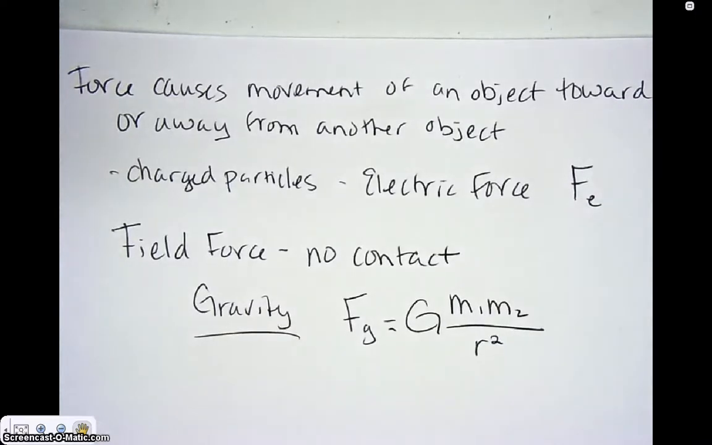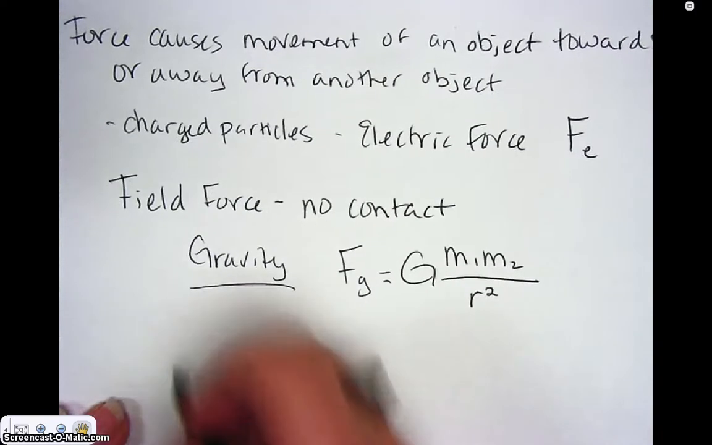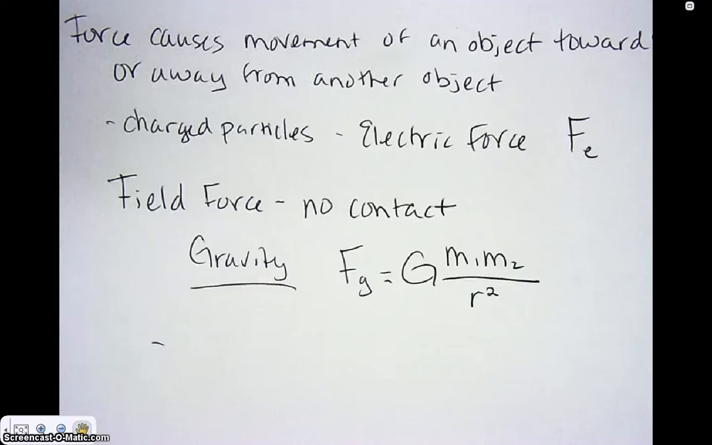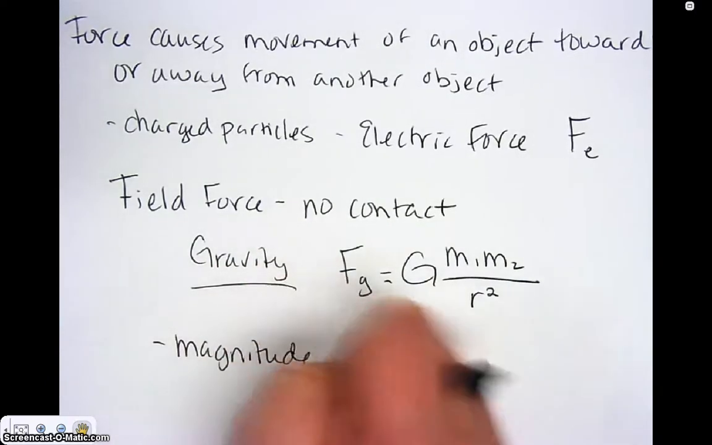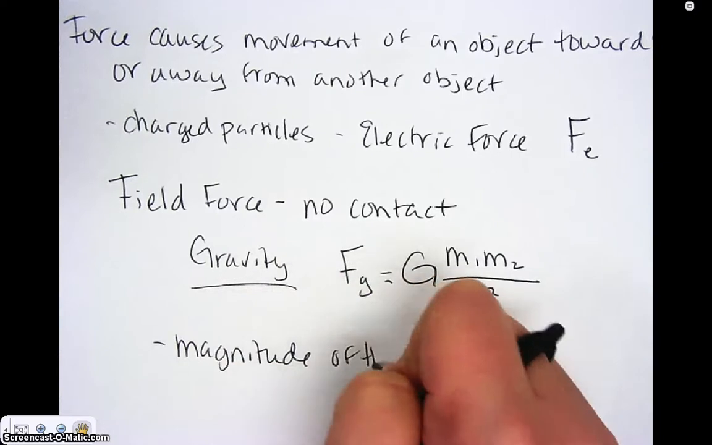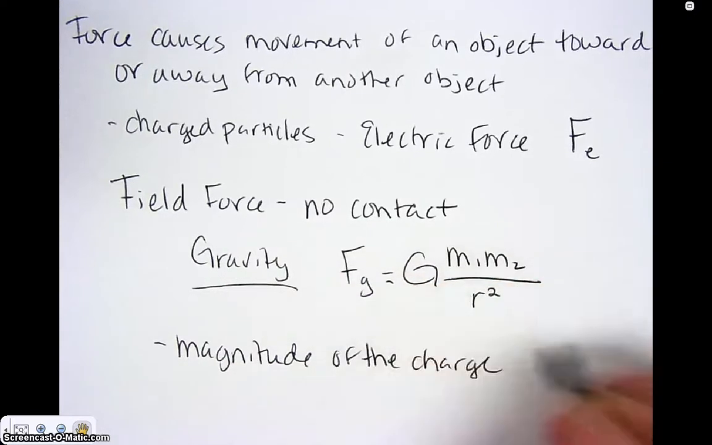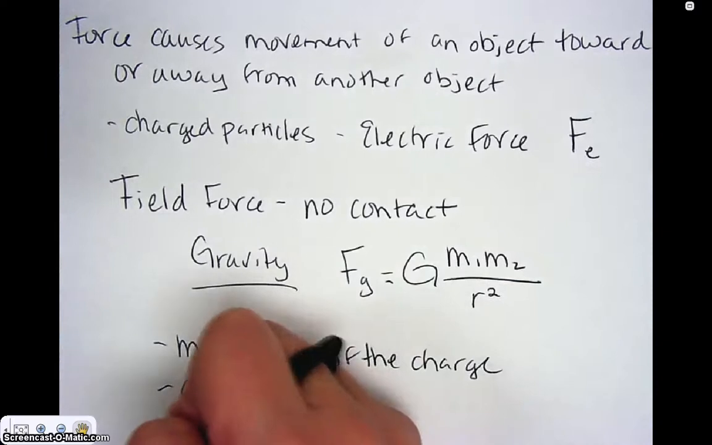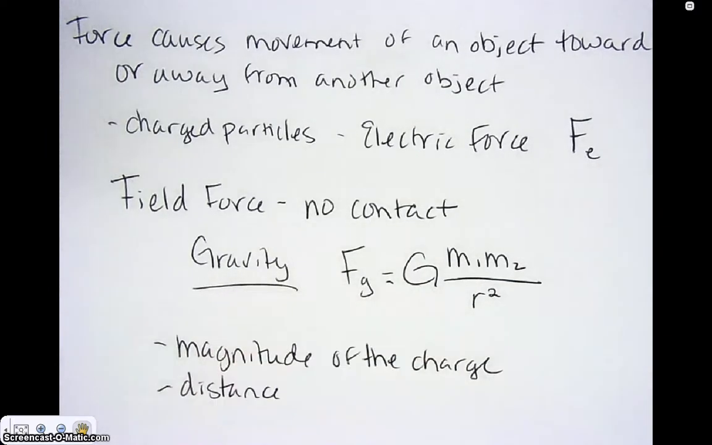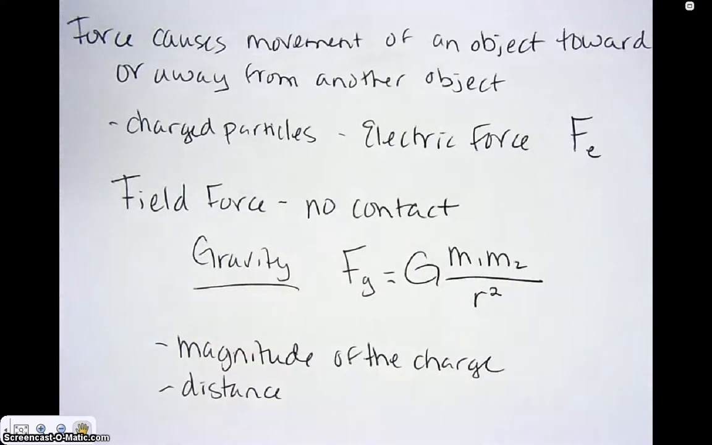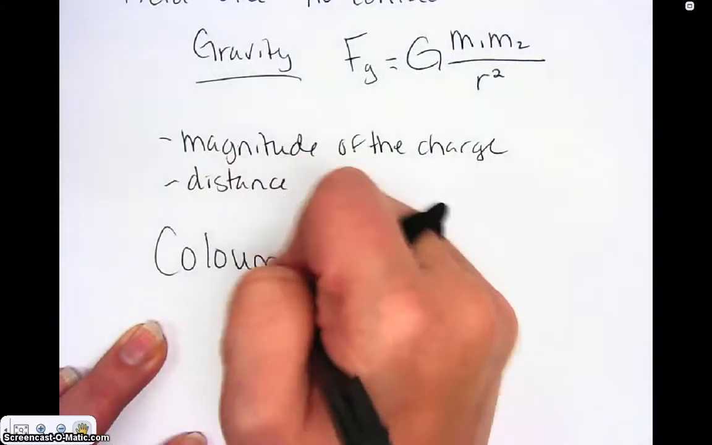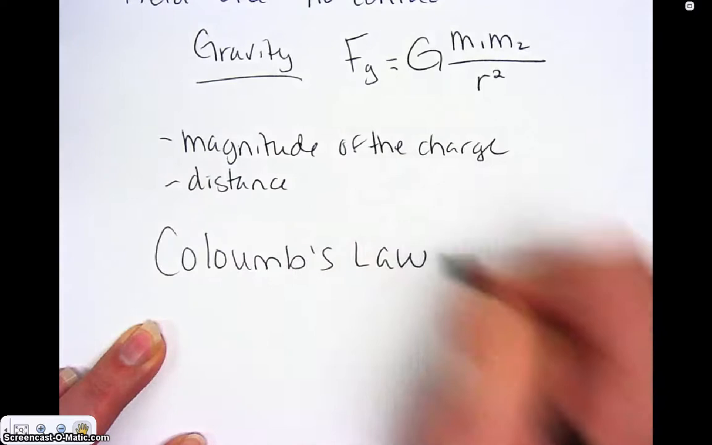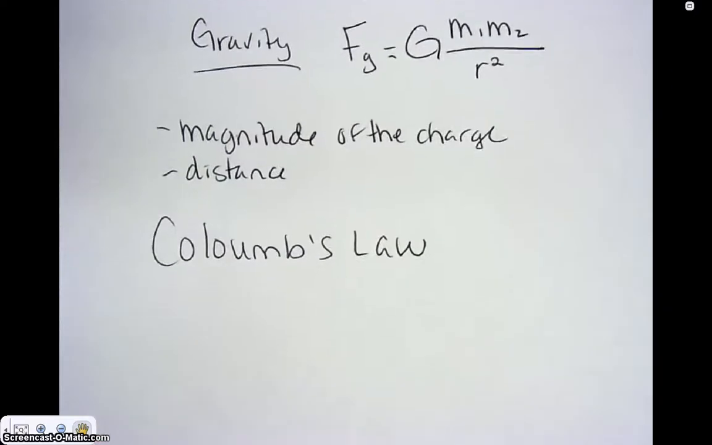So electrical force is very similar to this. It is a result of the magnitude of the charge, as opposed to the magnitude of the mass, as well as their distance away from each other. Okay? So the equation for electric force is actually called Coulomb's Law. Okay? And it looks very similar to the gravity equation.